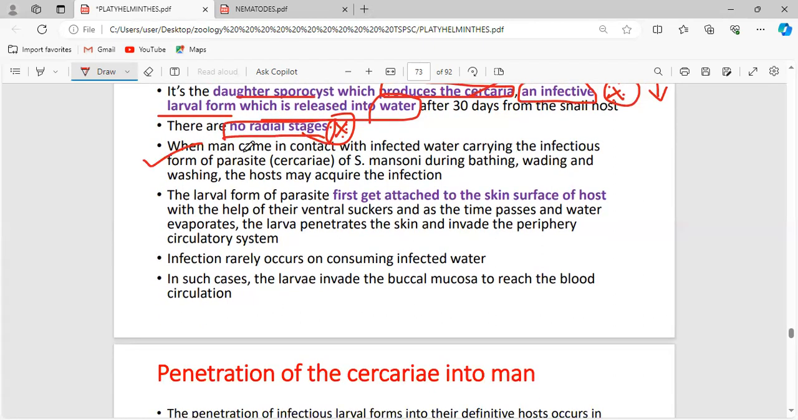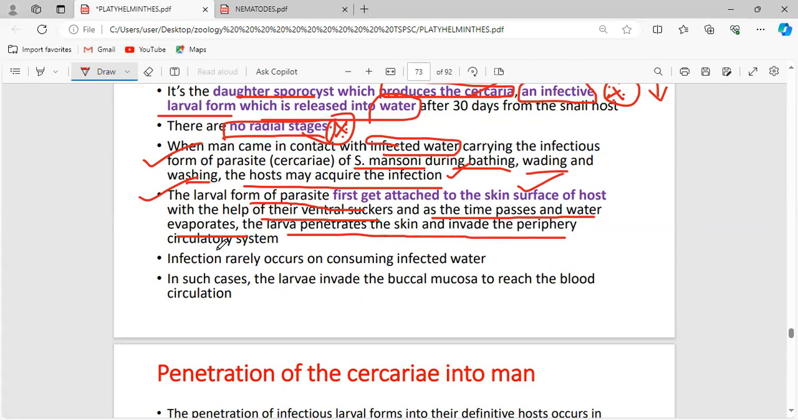When a man comes in contact with infected water carrying the infectious cercaria of Schistosoma mansoni during bathing, wading, and washing, the host may acquire the infection. The larval form of the parasite first gets attached to the skin surface of the host with the help of its ventral sucker. As time passes and the water evaporates, the larva penetrates the skin and invades the peripheral circulatory system. Infection rarely occurs on consuming infected water. In such cases, the larval stage invades the buccal mucosa to reach the blood.